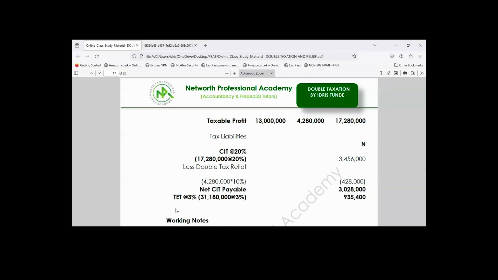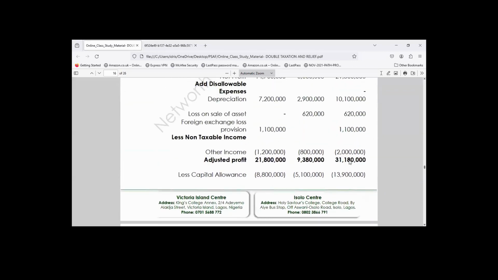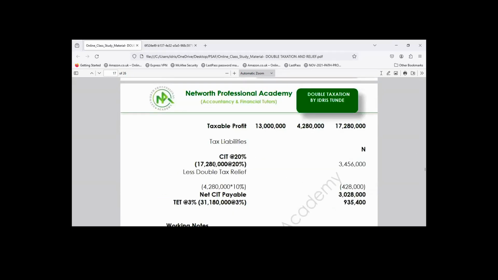My tertiary education tax will be 3% of adjusted profit. Adjusted profit I'm referring to is the total adjusted profit. If I want to compute my company income tax too, it will be based on the total taxable profit. For the total, it's not for Nigeria, it's not for Ghana, the total. But if I want to compute my double taxation relief, it's going to be on income that I want to suffer double tax. Only the Ghana income coming from Ghana that I want to suffer double tax, I will base it on 4.2. So that is how we get this.